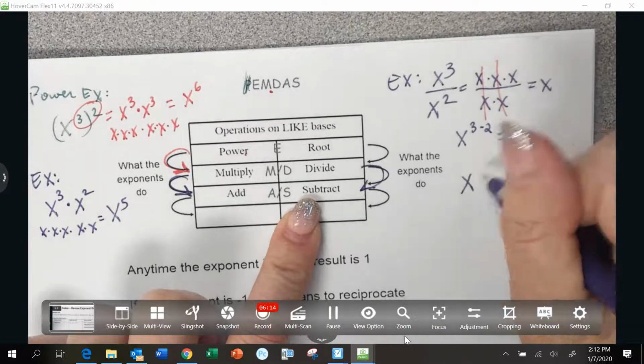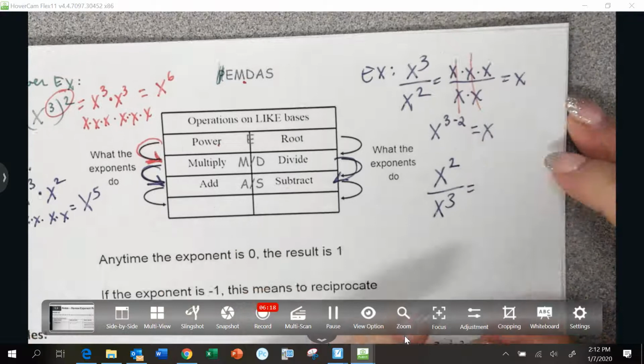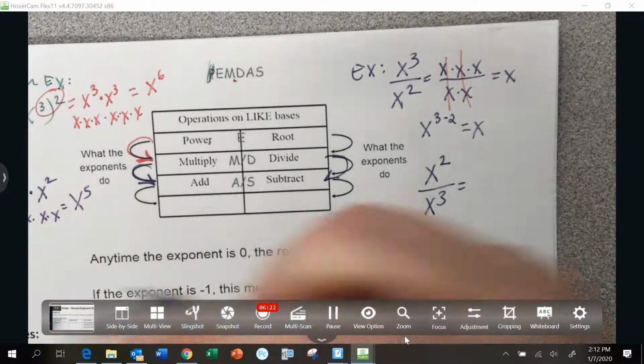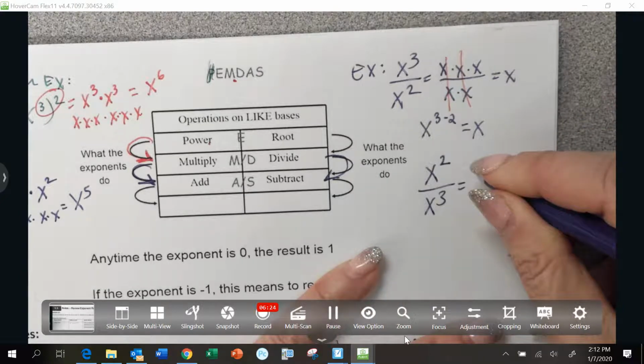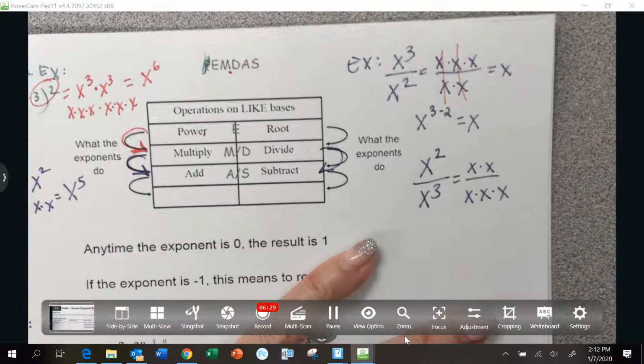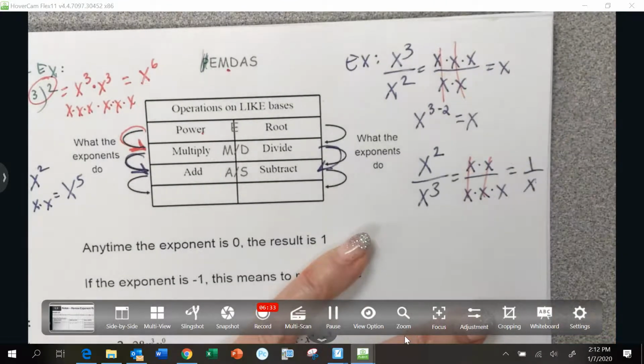What if I had x to the 2 over x to the 3? It'll be 1 over x. Let's do it the long way first, which is x times x over x times x times x. That would cancel, and I would get 1 over x. So that is the answer.